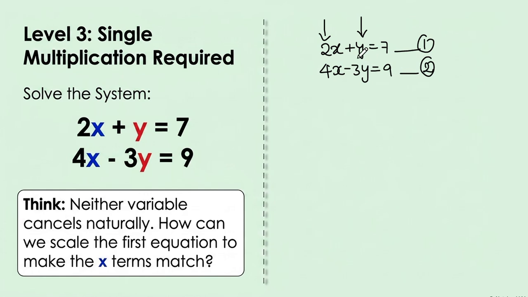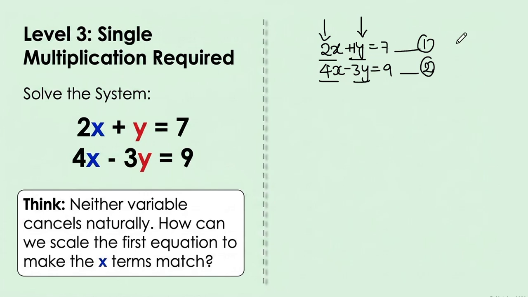Okay, so if you look properly, the coefficient of y is 1 and minus 3. The coefficient of x is 2 and 4. So which coefficients are smaller? We can multiply any coefficient. We can make either the coefficient of x equal, or we can make the coefficient of y equal.